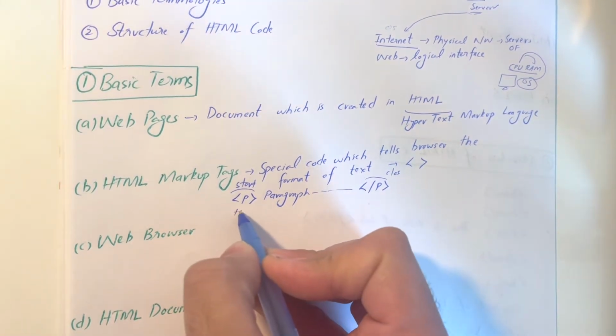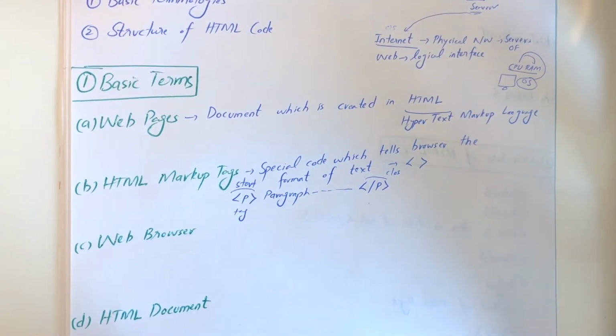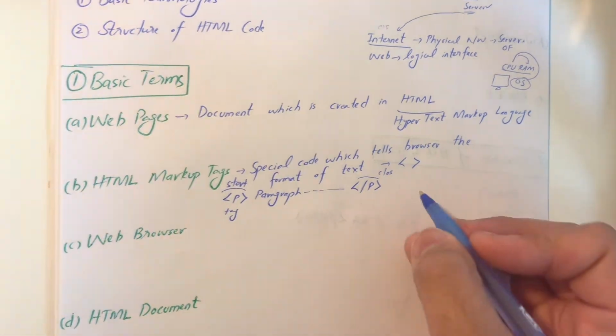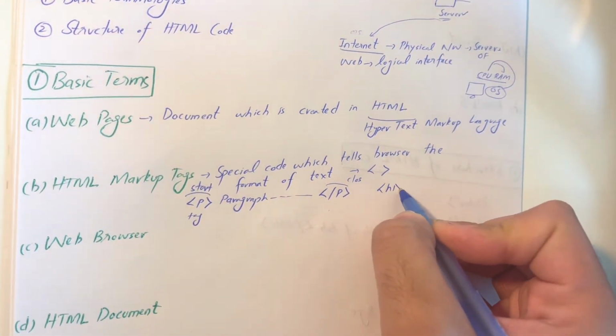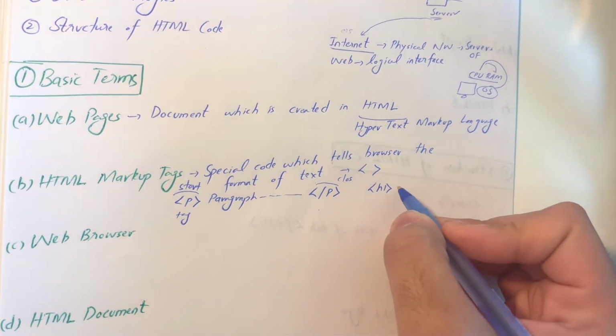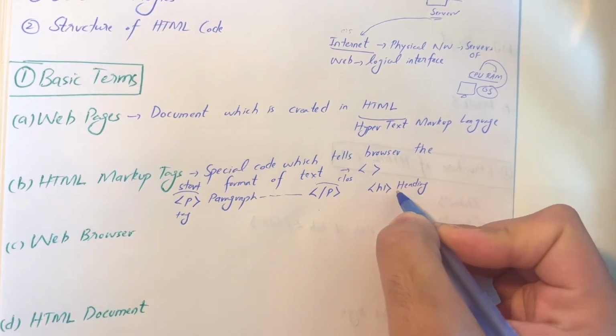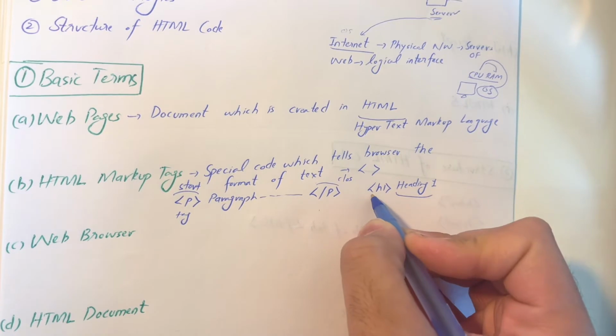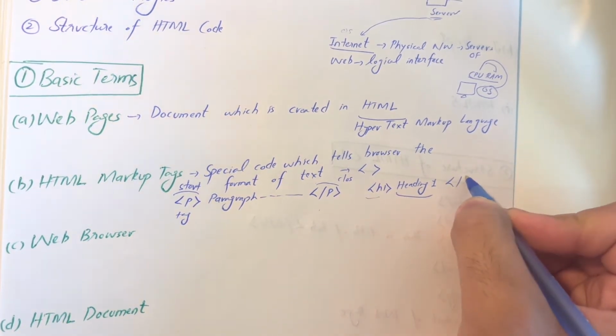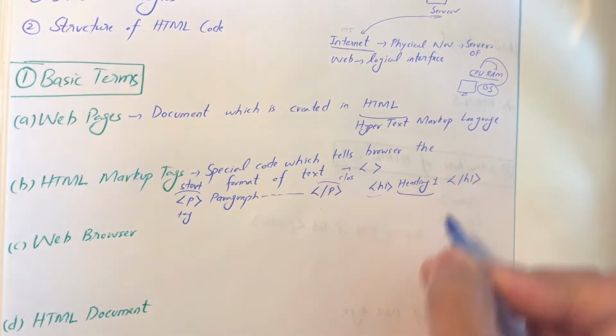So that is the start tag, and that is called the closing tag. For example, if you want to add a heading, the tag is going to be H1. This is heading 1, the large heading. Whatever you want in the heading 1 will go between these two tags. Closing of the heading tag, /H1.